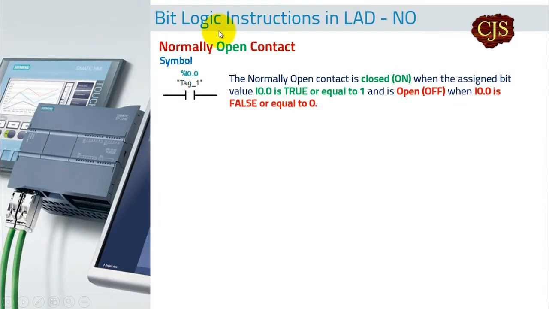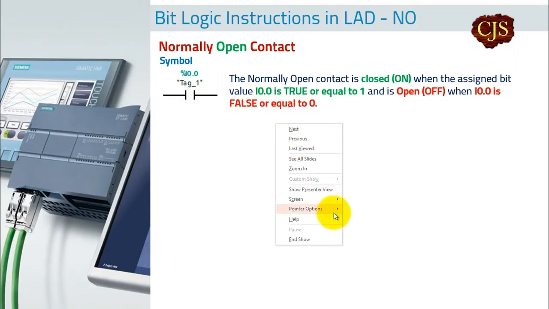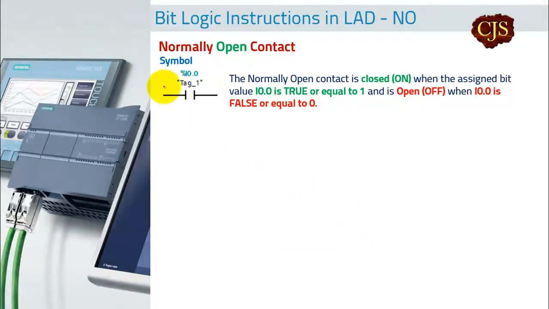Okay, so first is the bit logic instruction NO, and NO stands for normally open contact. If you know about industrial controls, we also have the NO switch. The NO switch is generally different from the NO contact. The NO switch has a symbol like this, and it is the physical switch which we connect to the PLC input. Don't be mistaken: this switch is a physical switch, but this is the contact which is inside the ladder logic, inside the programming. So there's a difference between these two. This is the physical switch, which you press manually, and this is the contact which is inside the PLC.